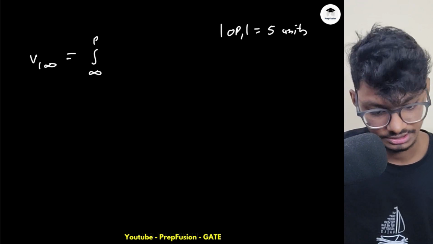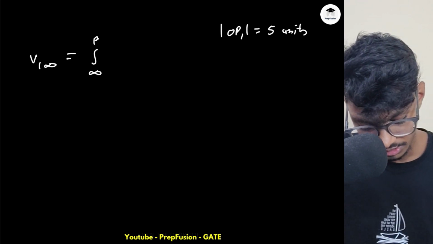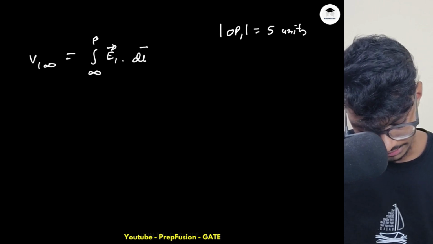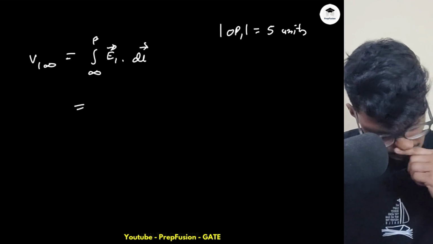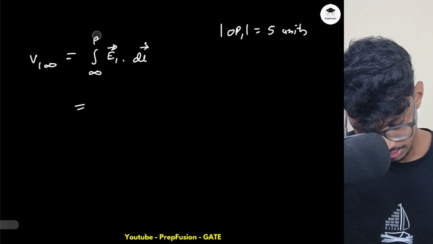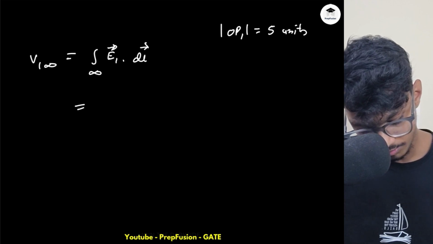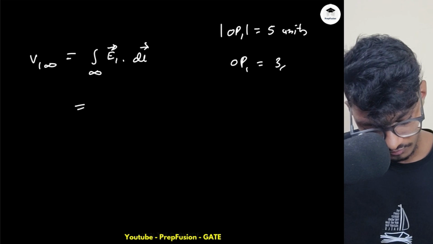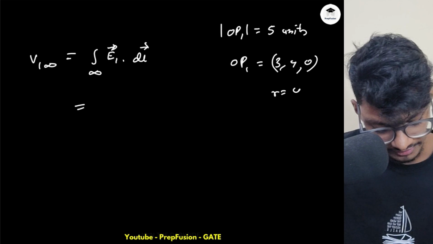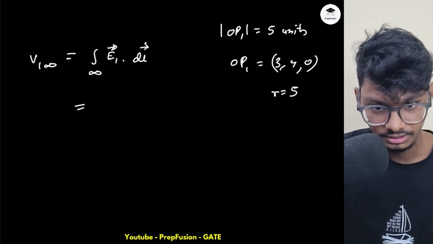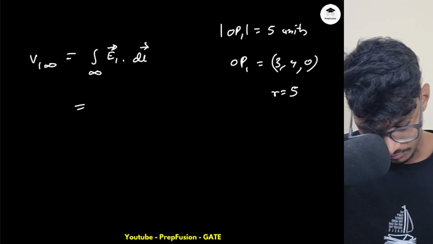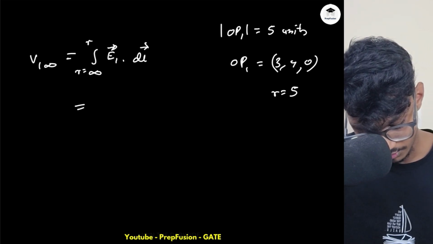So again I will do the simple integration here. So what will be the electric field? Electric field will be due to the charge 1. I will write here E1 dot dl vector. So it will come out to be simple. Point 1 is 3, 4, or OP1 is 3, 4, 0, z is 0. They have not mentioned a 3D figure. So r will be 5 for this, correct, because the distance is 5. So this will be from r equals infinity to r equals 5.